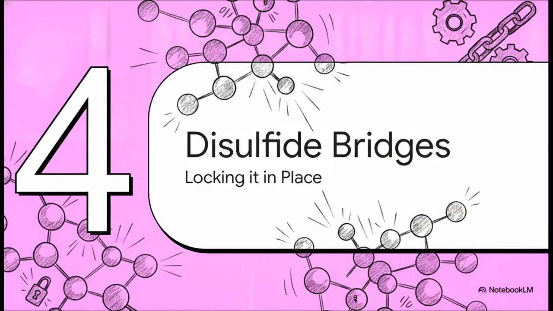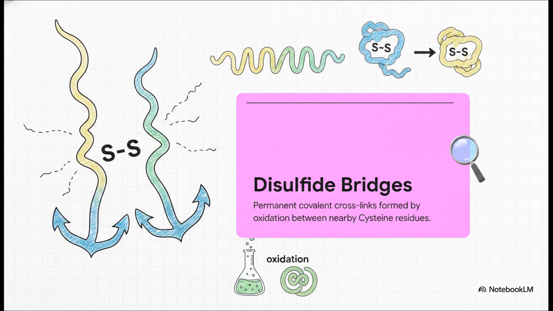Section 4. Disulfide bridges and stability. Locking it in place. Okay, so we've got our folded protein, but how does it stay that way? Unlike weak, non-covalent hydrogen bonds, disulfide bridges are permanent covalent crosslinks. They form through a chemical reaction between two nearby cysteine amino acids. You can think of them as the heavy-duty structural anchors, or zip ties, of biochemistry. They provide massive stability and lock that active conformation in place against heat and chemical denaturation.